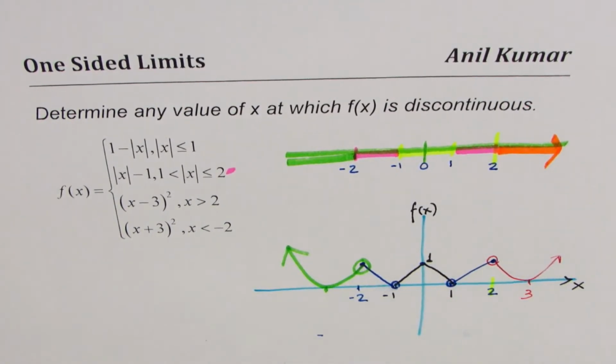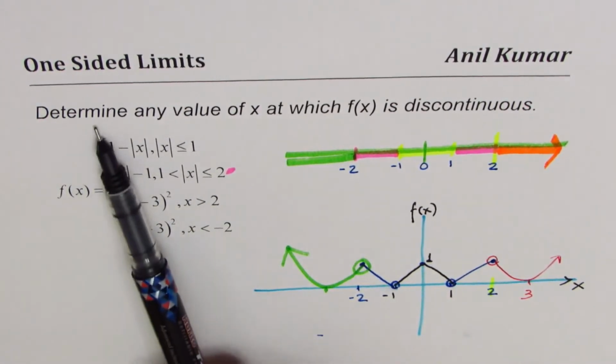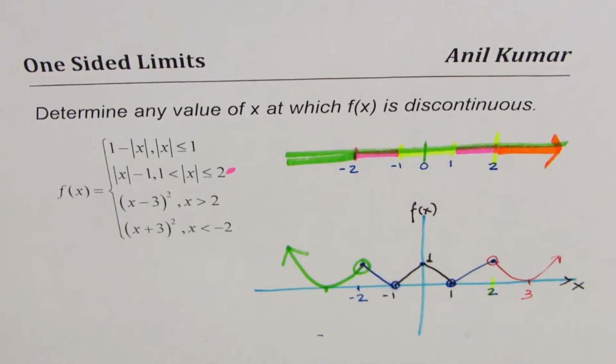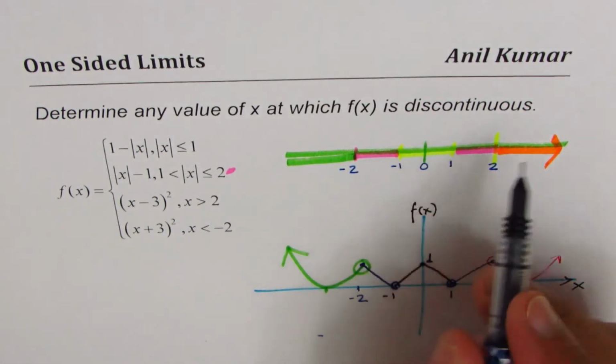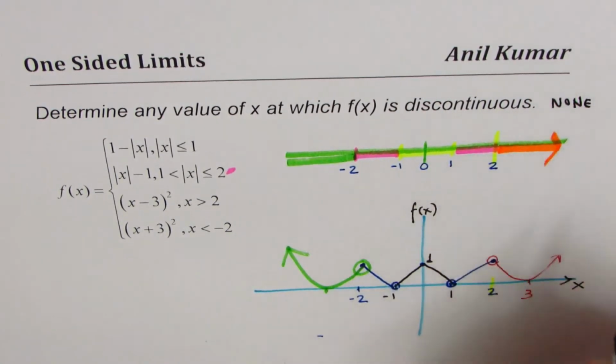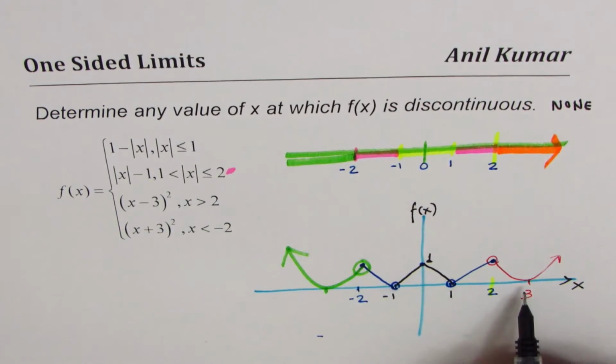Let's get back to the question. It said, determine any value of x at which f of x is discontinuous. Well, from the function sketch, we can say it is continuous. So there is none, no value. The function is continuous in its entire domain. Perfect. Now that's one way of doing it.